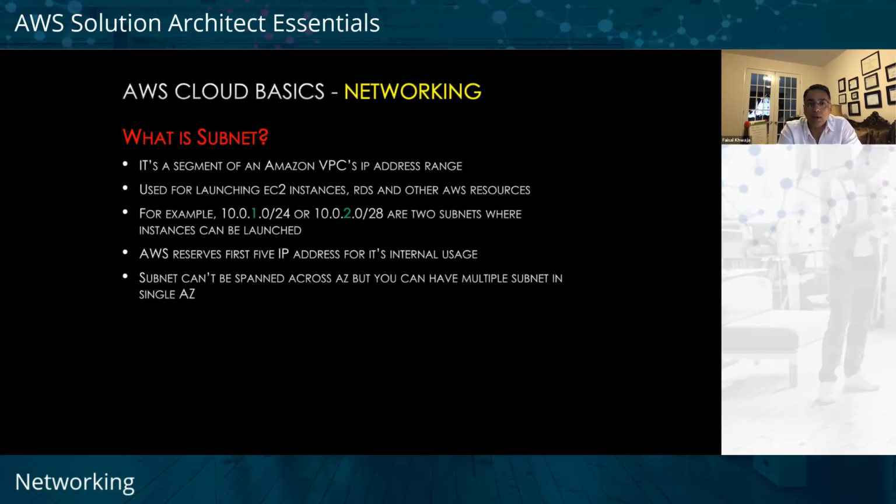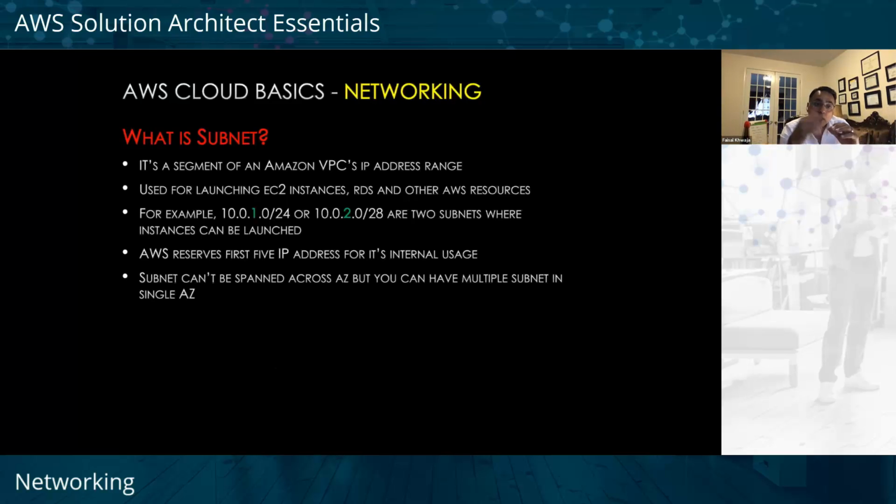All right, let's talk about what is a subnet. A subnet, again, I touched on it briefly, is a segment of an Amazon VPC IP address range, used for launching EC2 instances, RDS, and other AWS resources. For example, 10.0.1.0/24 or 10.0.2.0/24, which are in green, are two subnets where instances can be launched.